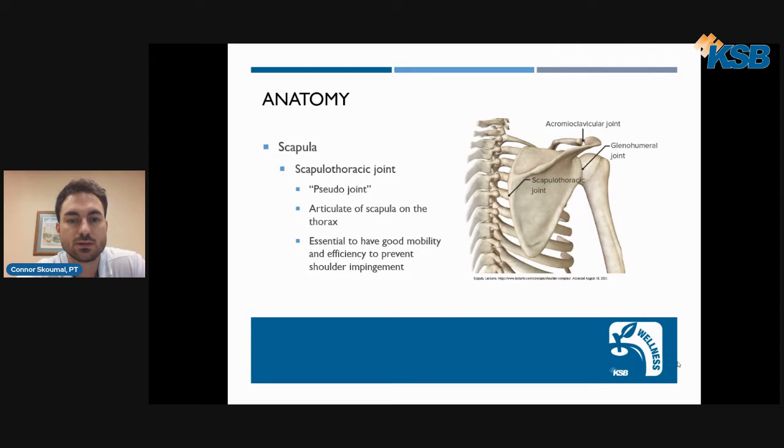Next, we talked about the scapula, but there's also a joint called the scapulothoracic joint. Now this is a pseudo joint. It's not a real synovial joint, but it's the articulation between the thorax and the scapula. And this is essential to have good mobility and efficiency to prevent shoulder impingement. And we'll talk about some exercises that help promote that joint to move, glide, and slide how it should, as it relates to overhead lifting and things like that with the shoulder.